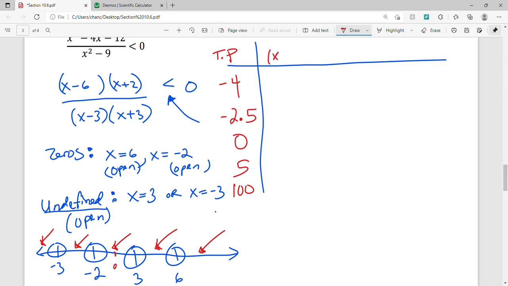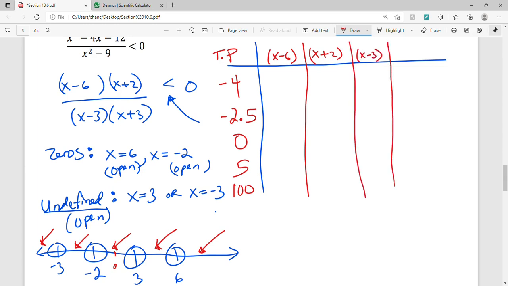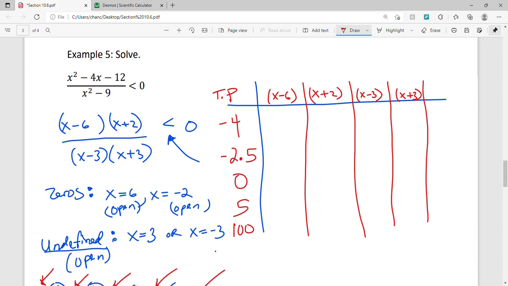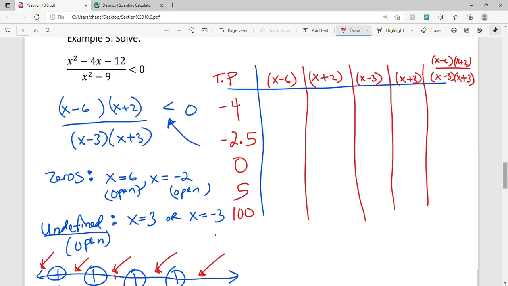On the top, I'll put the factors, x minus 6, x plus 2, x minus 3, x plus 3, and at the very end, what are we going to put? We're going to put the whole thing, x minus 6, x plus 2, over x minus 3, x plus 3. And so now we'll look at the sign chart.